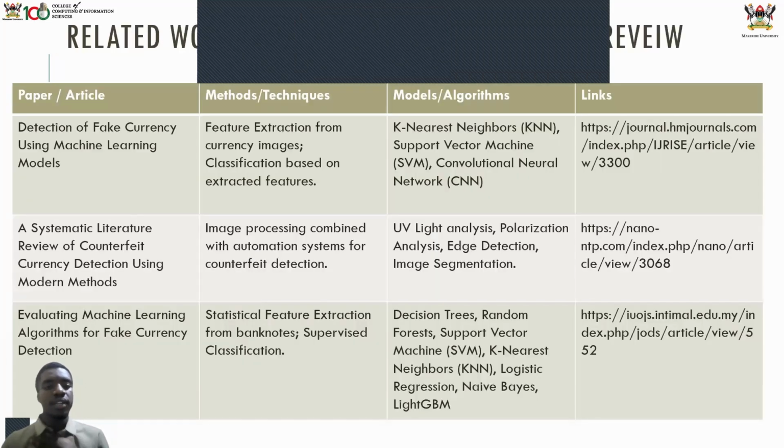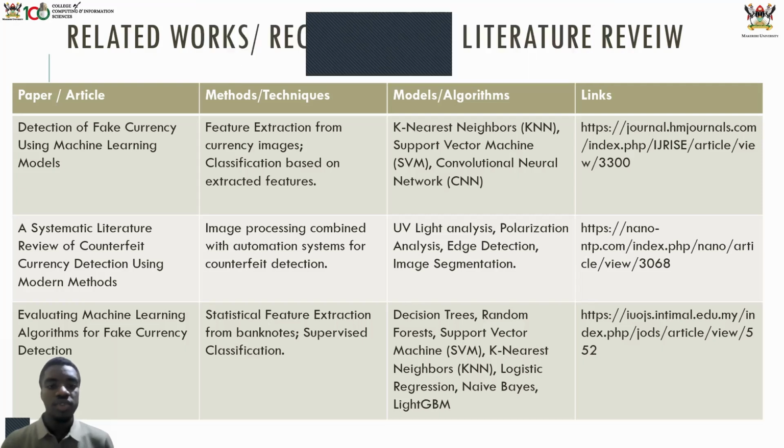Then we have a lot of methods that we used in our project. We have feature extraction, whereby we used k-nearest neighbors, support vector machines, and neural networks. We have image processing combined with automation systems for counterfeit detection: UV light analysis, polarization analysis, edge detection, and image segmentation. Then another method, statistical feature extraction for banknotes and supervised classification. We use decision trees, random forest, support vector machines, and others, as you can see.